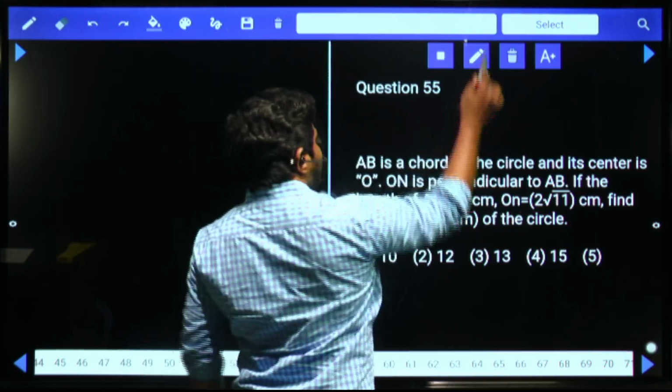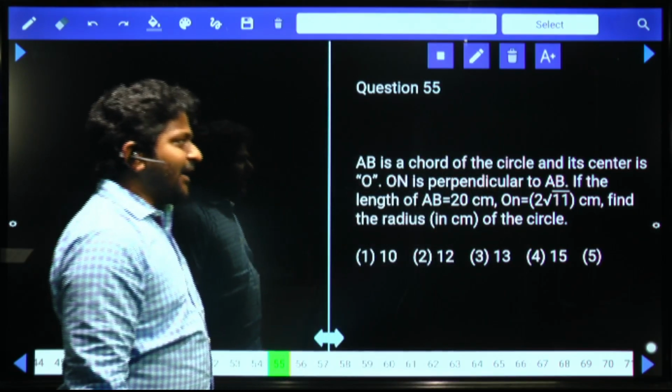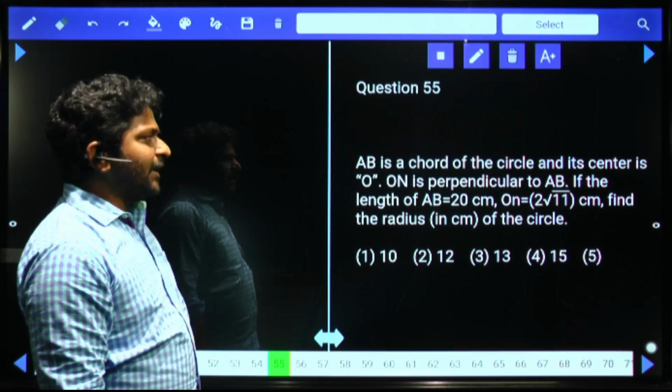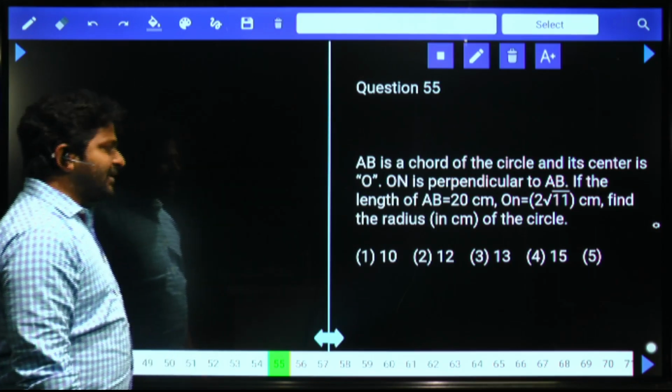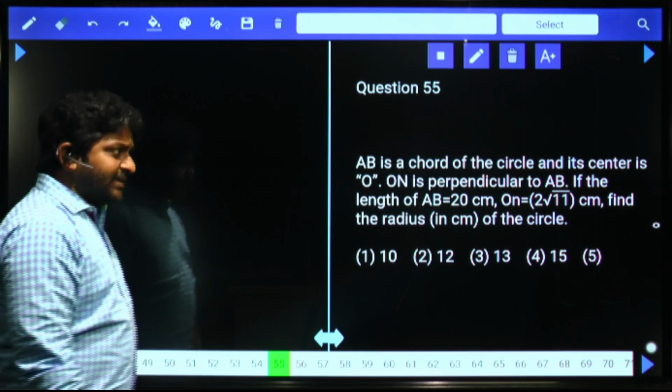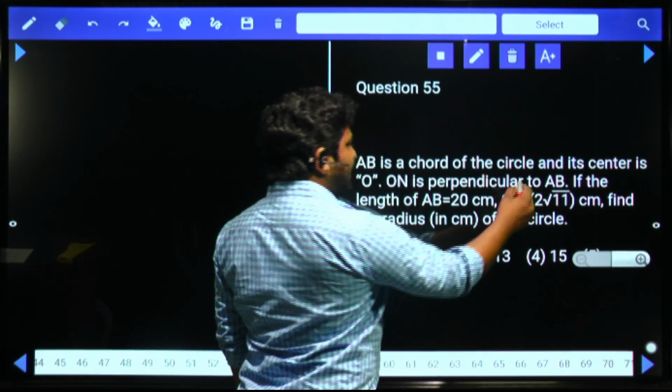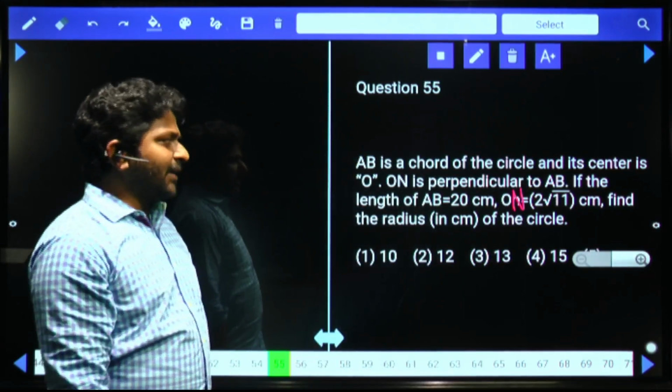AB is a chord to the circle with center O. ON is perpendicular to AB. If the length of AB is 20 and ON, this is capital N, ON is 2 root 11. Find the radius of the circle.